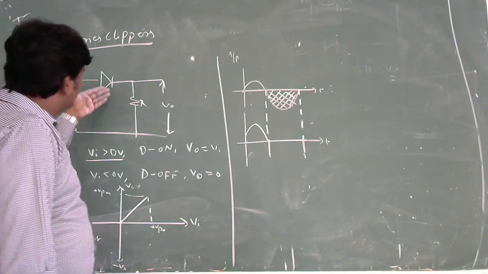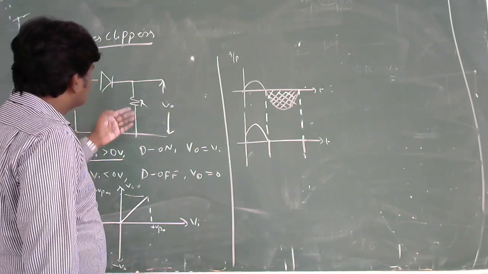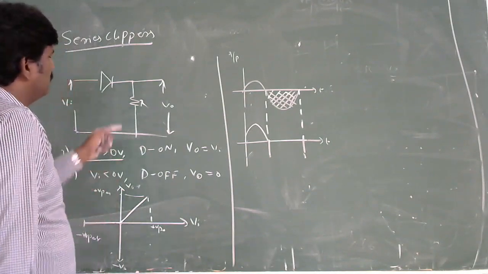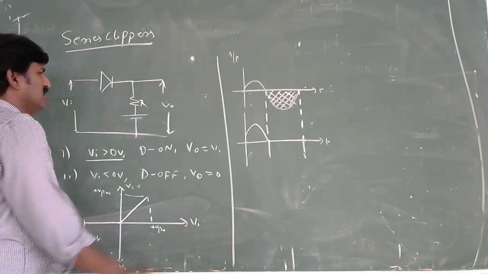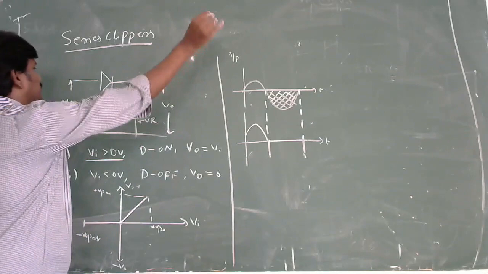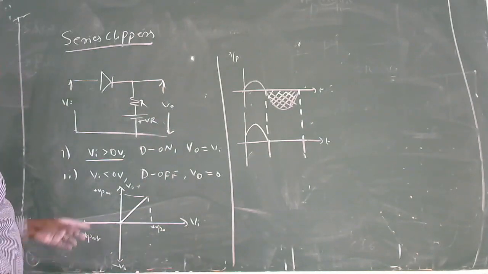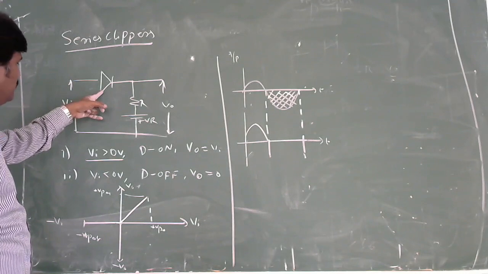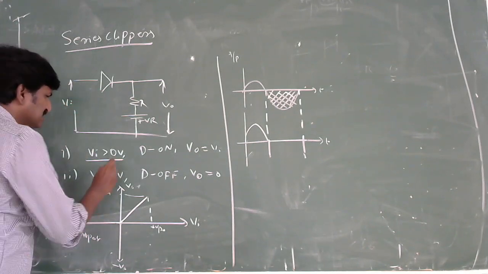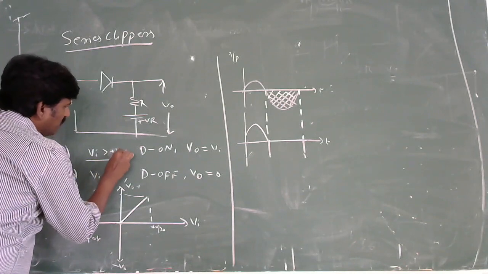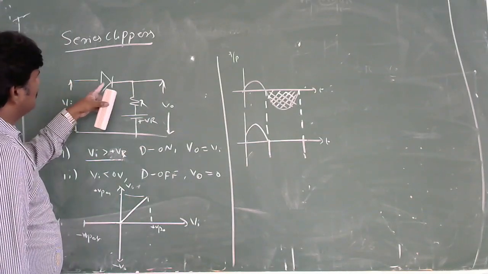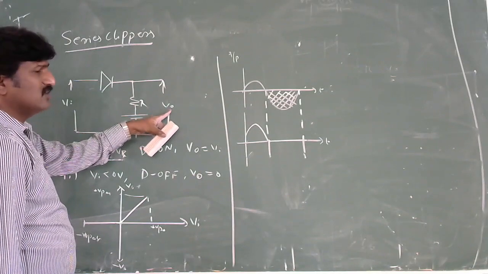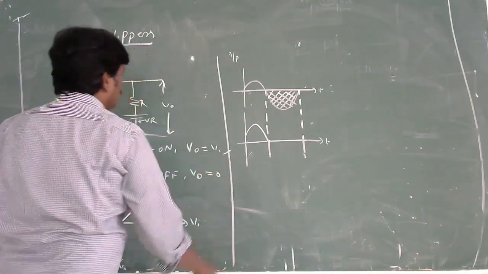You can also change the direction of the clipper, or you can add a reference voltage. Once you add the reference voltage, what is going to happen? Let me consider we have added one reference voltage, and consider it a positive reference voltage. Now the condition to get this diode into conduction is that Vi is greater than the positive reference voltage. When Vi is greater than the positive reference voltage, V0 is equal to the input.